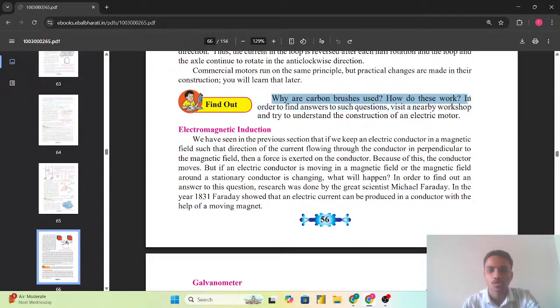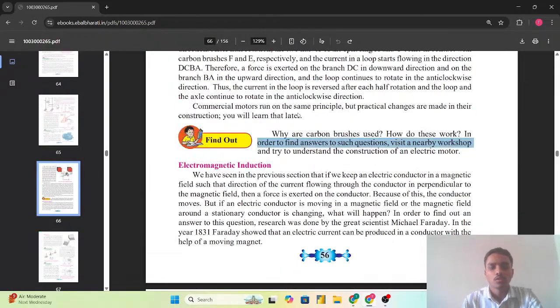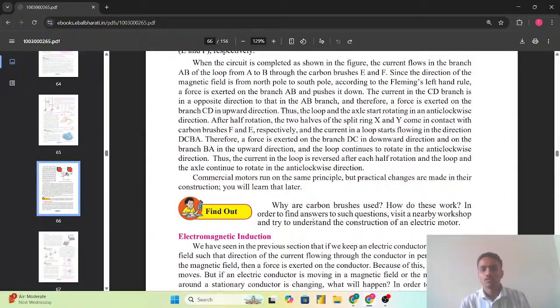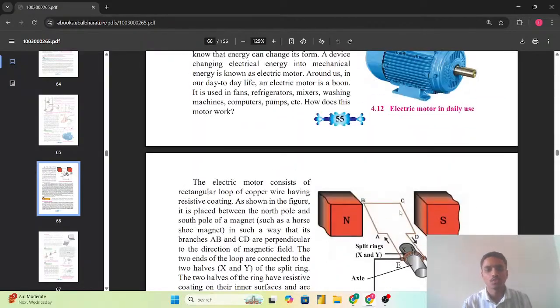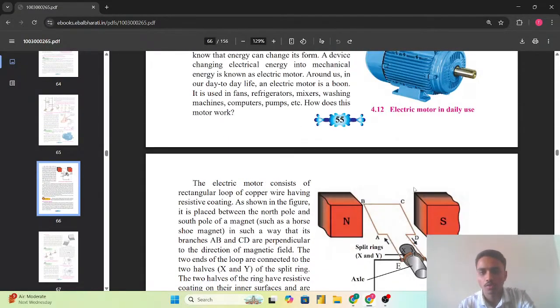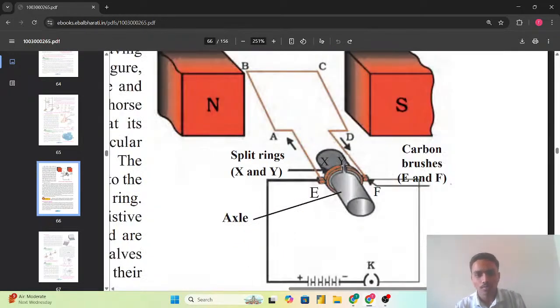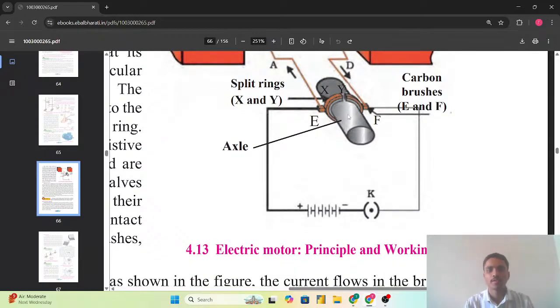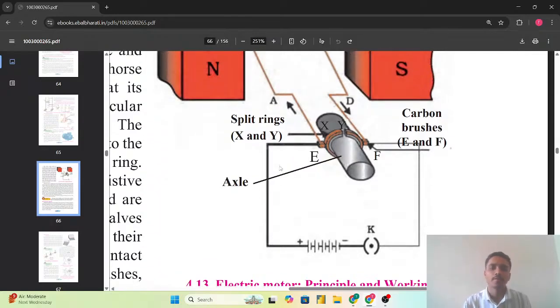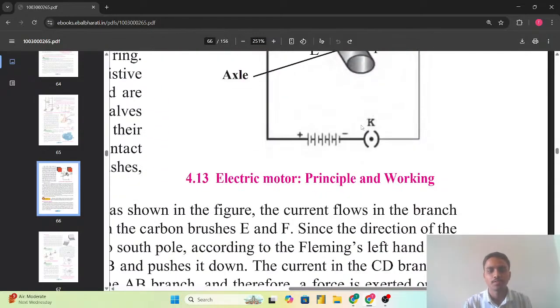So, why are carbon brushes used? How do they work? In order to find out the answers to these questions, visit a nearby workshop and try to understand the construction of an electric motor. So you can think about why the carbon brushes are used here. The carbon brushes are used for making the contact. You can see here that the split ring has a gap, so to make the coil rotate continuously, the carbon brushes are used, which helps to bridge this gap in the split ring and makes the rectangular coil continue to rotate in the anticlockwise direction.